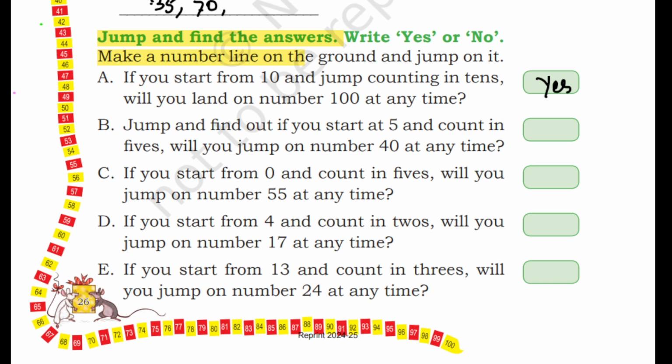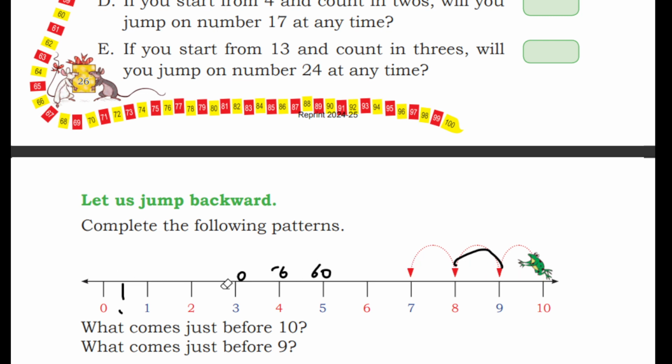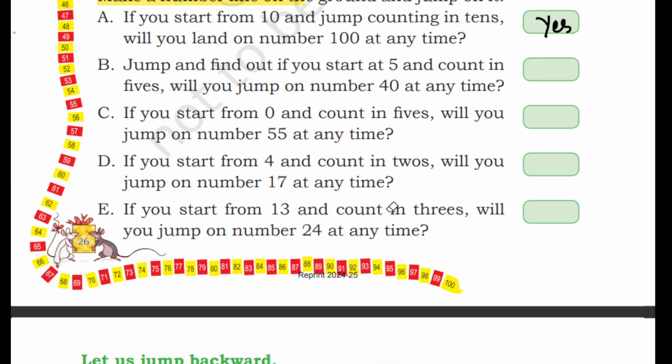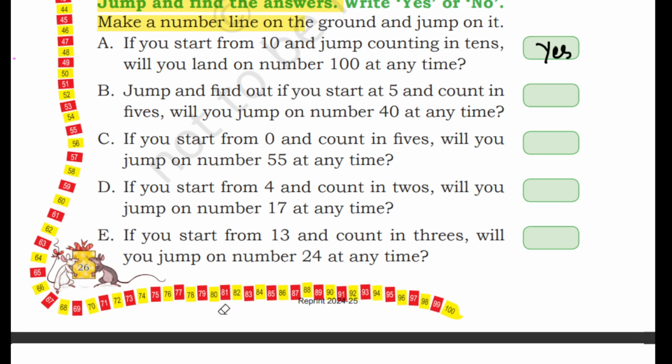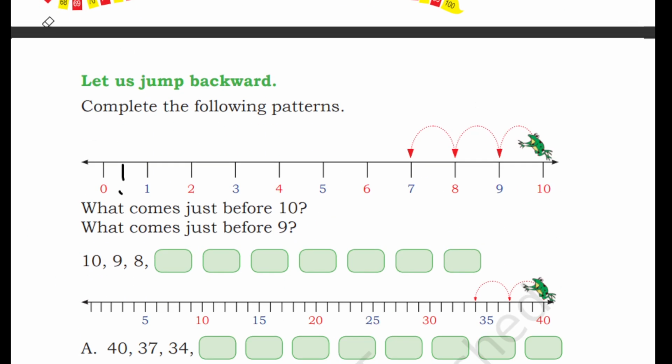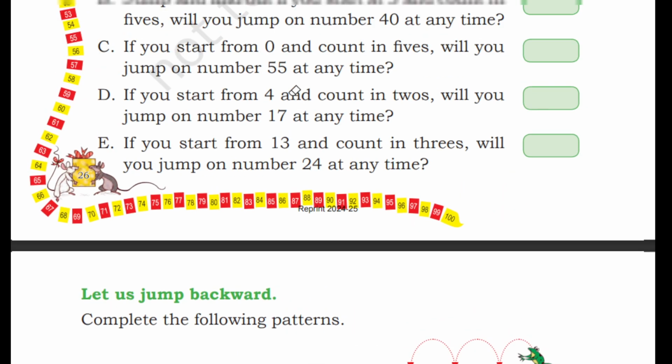So the next question, we will erase this out. So it will be easy for us for the next sum. So the next question, jump and find out if you start from 5 and count in fives, will you jump on number 40? So if you start at 5, so let's write the number here. Okay. So here, if you see this one, it has number 5, 10, 15, 20, 25, 30, 40, sorry, 35, 40. So what is the question they are asking?